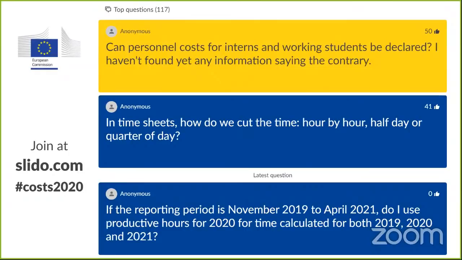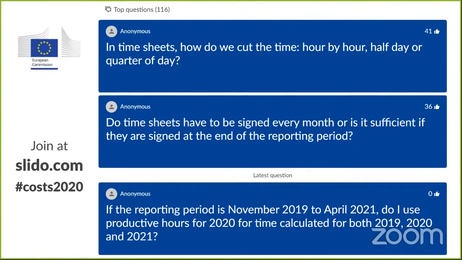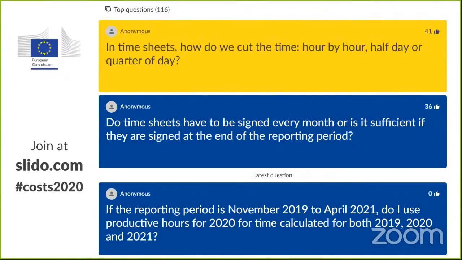Okay, thank you. Next question: in timesheets, how do we cut the time, hour by hour, half day or quarter of day? Again, David, I think. Today, in Horizon 2020, the calculations are per hour. So you need to record hours. That's the short reply.